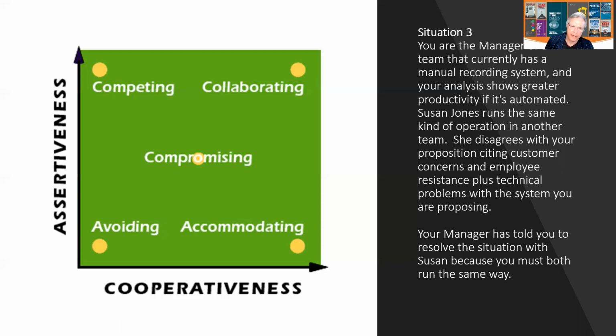Now, I don't think you should accommodate either, because your system of automation could actually be a good system. Obviously, you believe it is, but if you accommodate, then you're sort of virtually discounting the possibility of that working, because you're almost caving into Susan. So quite frankly, I think the only way forward here is to collaborate.